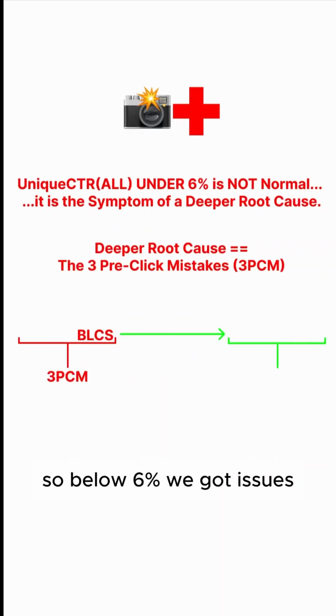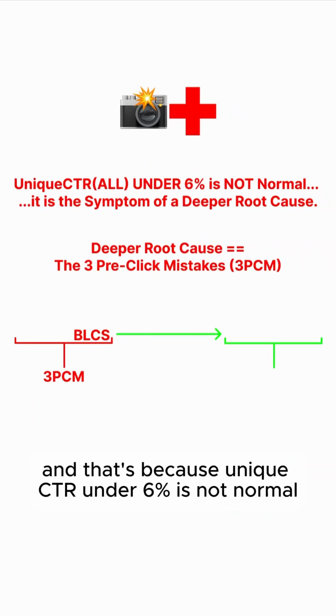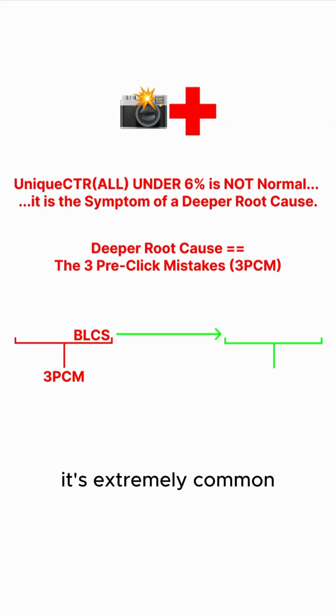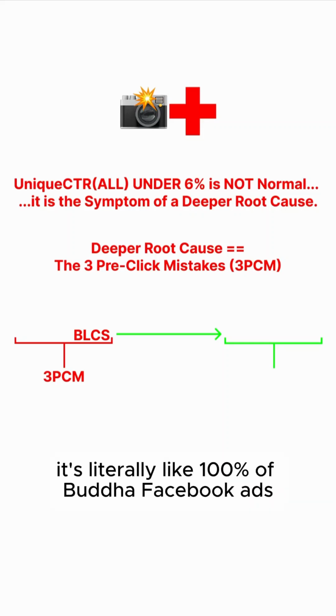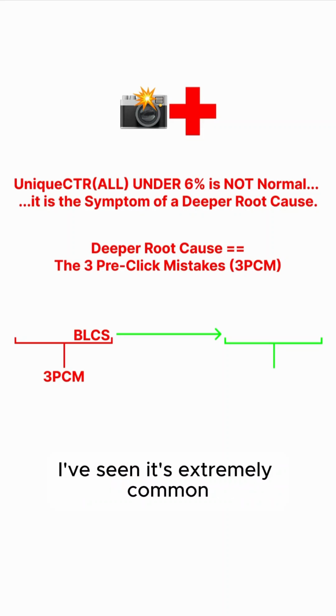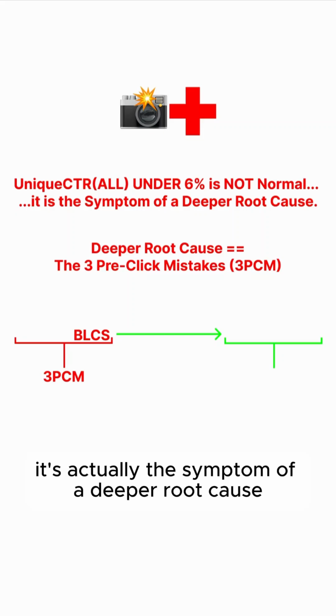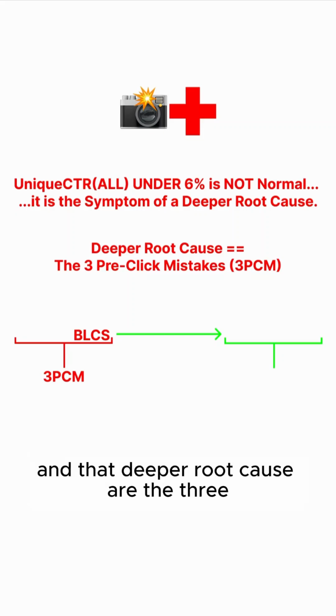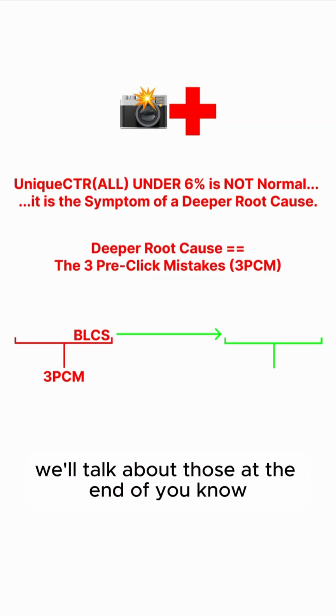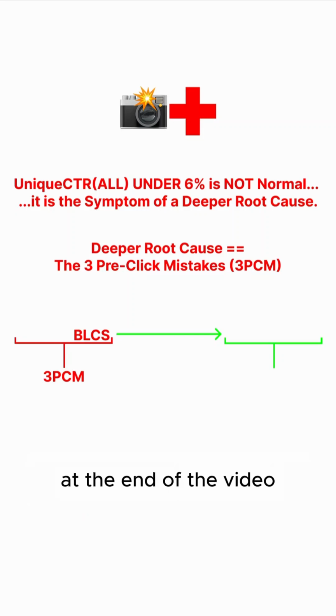So below 6%, we got issues, and that's because unique CTR under 6% is not normal. It's extremely common. It's literally 100% of Boudoir Facebook ads I've seen, but it's not normal. It's actually the symptom of a deeper root cause. And that deeper root cause is the 3 pre-click mistakes. We'll talk about those at the end of the video.